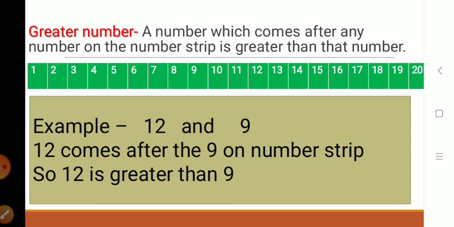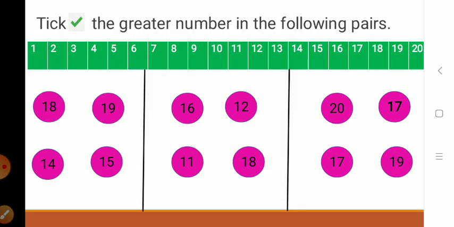If the number comes before, that time you will say it is a smaller number, and if the number comes after, you will say it is a greater number. Now students, we will see the exercise regarding that. Take the greater number in the following pairs. Some pairs are given here. So using the number strip, you have to find out the greater number and tick on it.